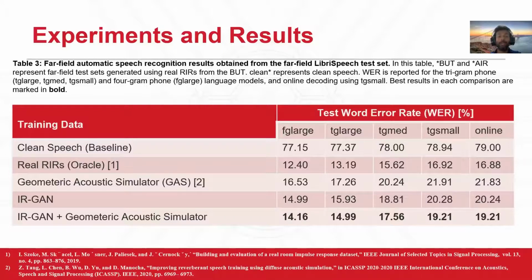We can observe that our IR-GAN outperforms the state-of-the-art Geometric Acoustic Simulator by up to 8.95%. The Geometric Acoustic Simulator uses room dimension, loudspeaker, and microphone location to create room impulse response for a particular scene, while our IR-GAN uses acoustic parameters to generate room impulse responses. When we combine the room impulse responses generated using our IR-GAN and Geometric Acoustic Simulator, we observe a total reduction in word error rate by up to 14.3%.